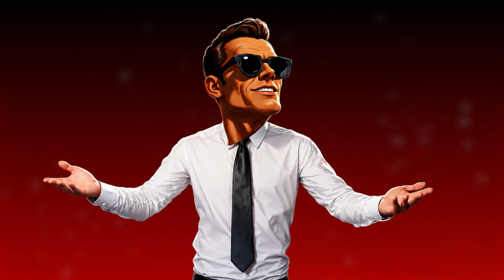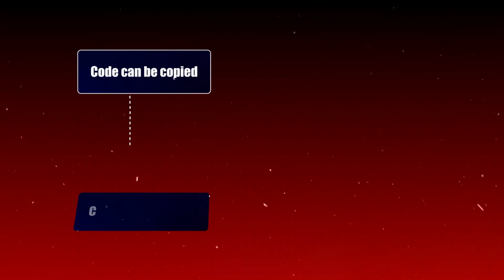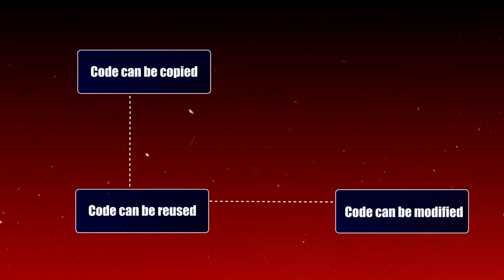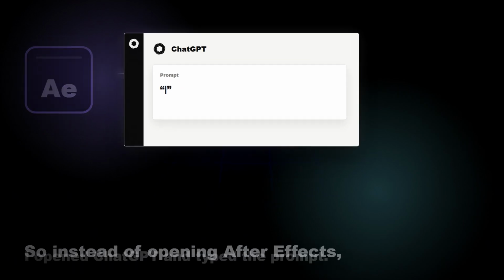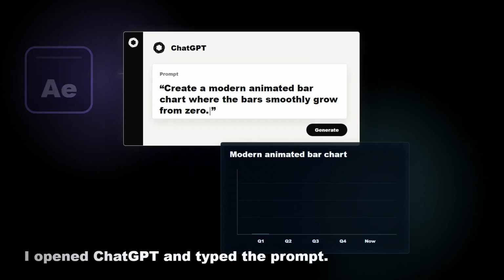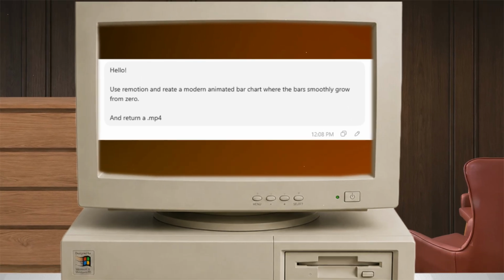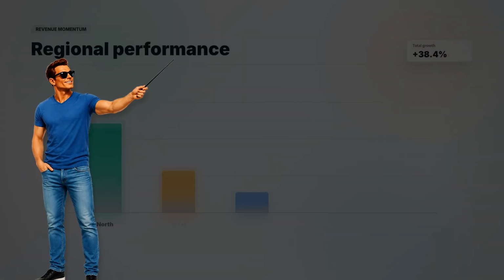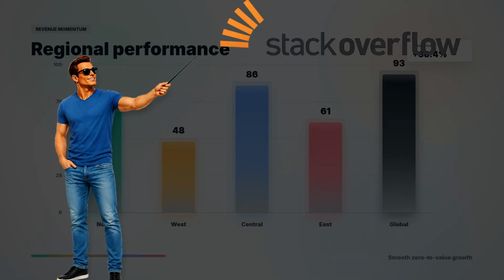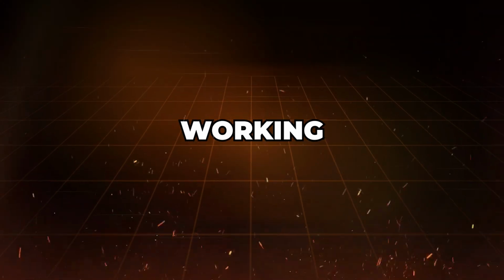And that's where things start getting interesting, because code can be copied, code can be reused, code can be modified, and most importantly, code can be generated by AI. So instead of opening After Effects, I opened ChatGPT and typed, create a modern animated bar chart where the bars smoothly grow from 0. A few seconds later, I had the generated animation, not a tutorial, not a YouTube video, not a Stack Overflow thread from 2018, actual working animation code.